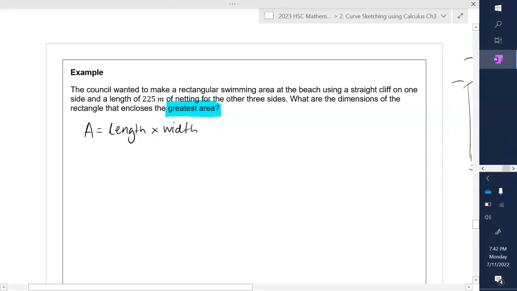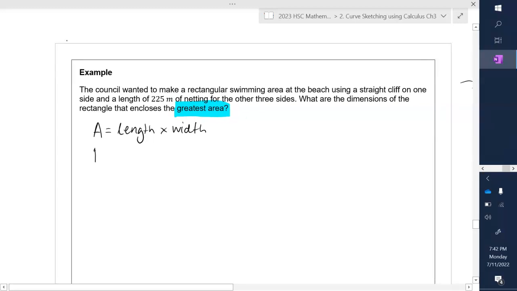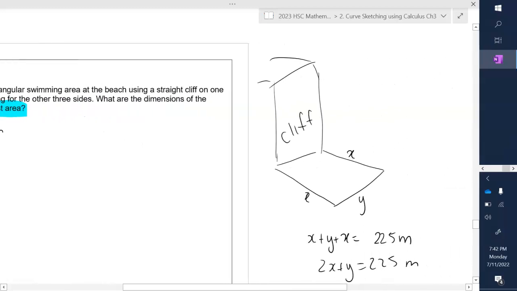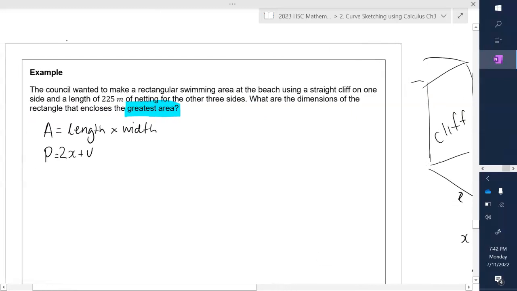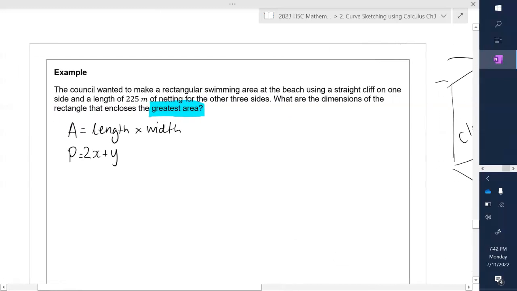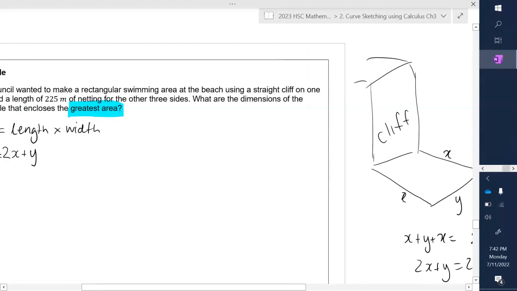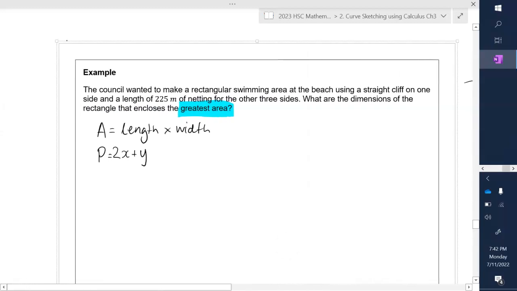Okay, so we need an area. We don't know anything about the area, but we do have a perimeter. We do know that our perimeter is going to give us a 2X, as we had 2 X's there. 2 X's and a Y is going to give us our perimeter. And we also know that we could then write our area as x times y is our area.